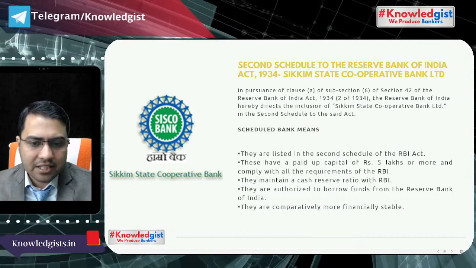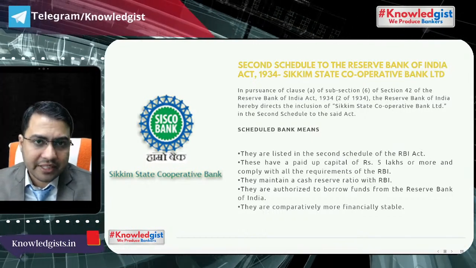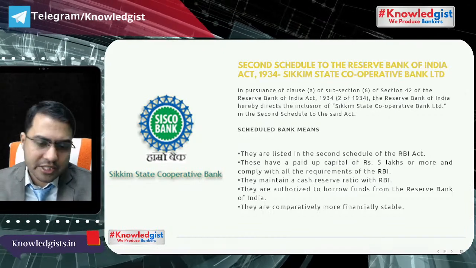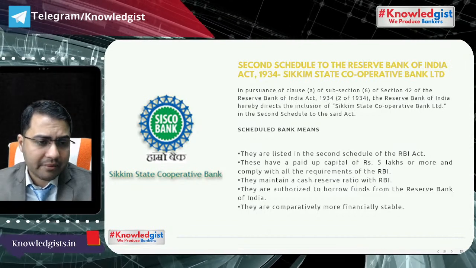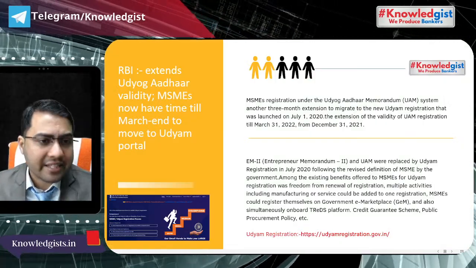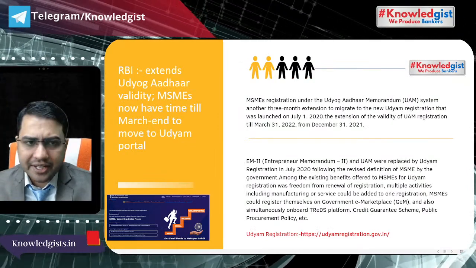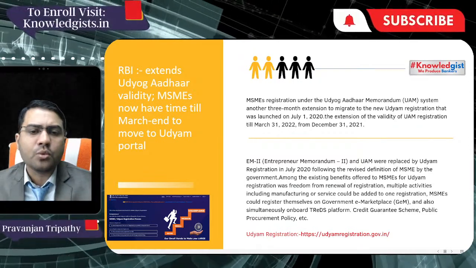They maintain a cash reserve ratio with RBI. They are authorized to borrow funds from Reserve Bank of India through MSF and liquidity adjustment facility. They are comparatively more financially stable. Clear? Now RBI extends the Udyog Aadhaar validity for MSMEs. They now have time till March end to move to the Udyam portal.